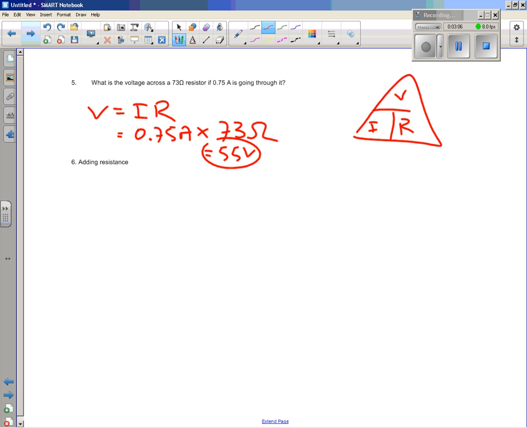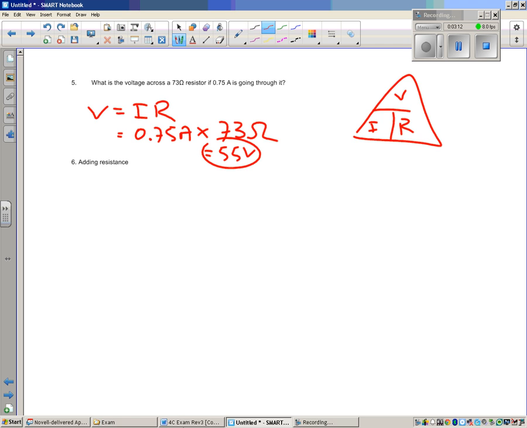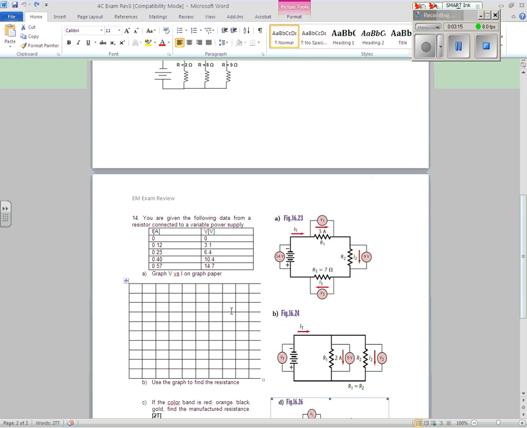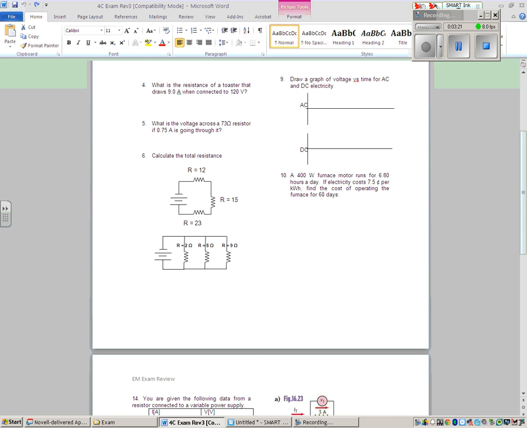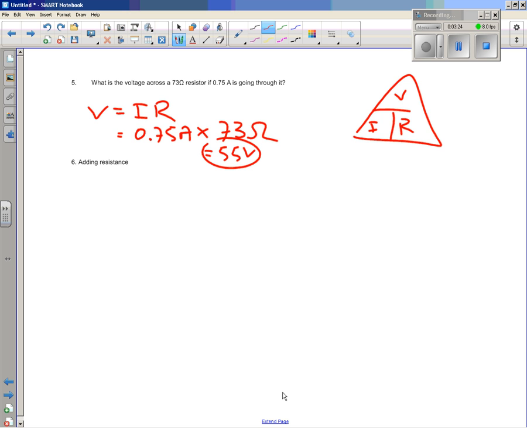Next, we'll talk about adding resistance. And before I do anything else, I'm just going to look at what the questions were on the review here. If I just scroll up. So a 12, a 15, and a 23 all in series. So I go back over here.